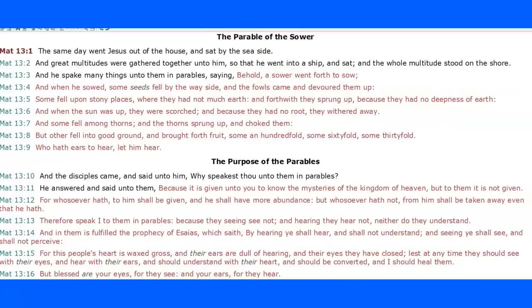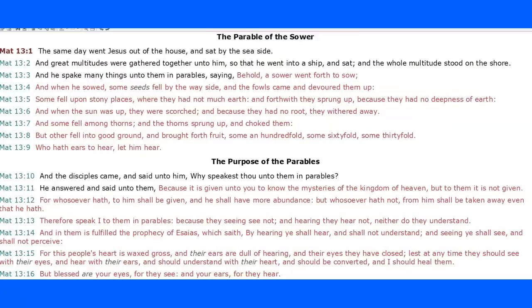Matthew 13:1, the same day went Jesus out of the house and sat by the seaside, and great multitudes were gathered together unto him, so that he went into a ship and sat, and the whole multitude stood on the shore. And he spake many things unto them in parables, saying, Behold, a sower went forth to sow. And he will explain why he is talking in parables here in just a moment. But again, behold, a sower went forth to sow.